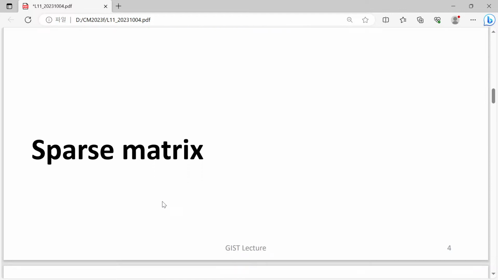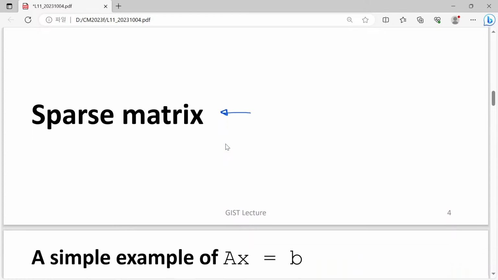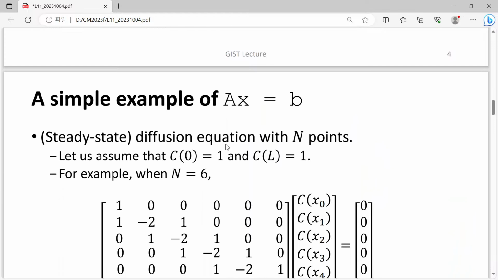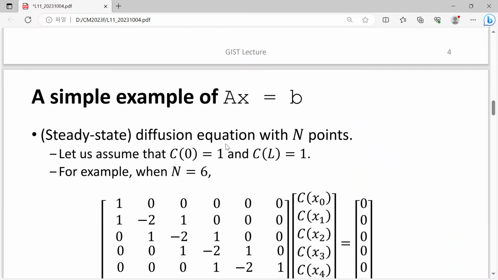So our answer to this desire to speed up our solution is the extensive use of a sparse matrix. So let's consider a simple example of a matrix equation Ax = b.